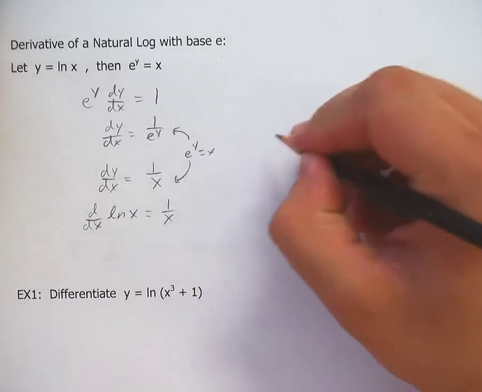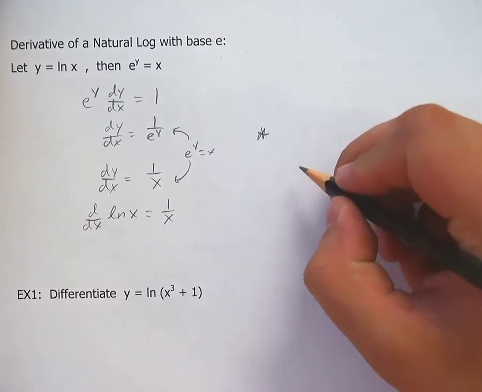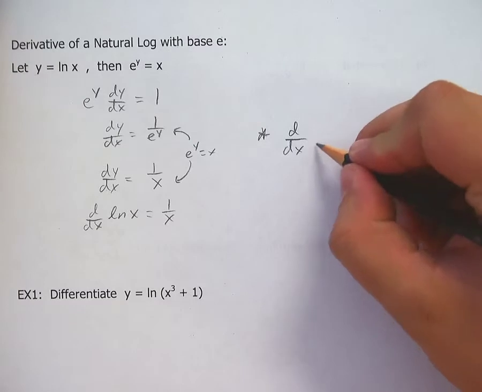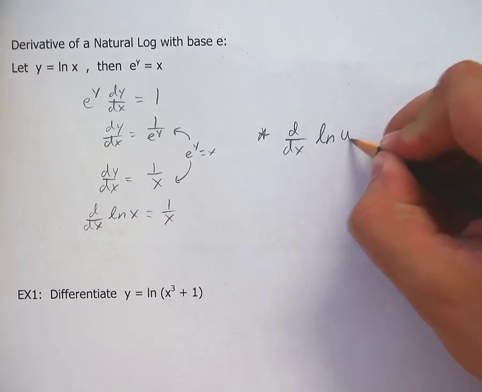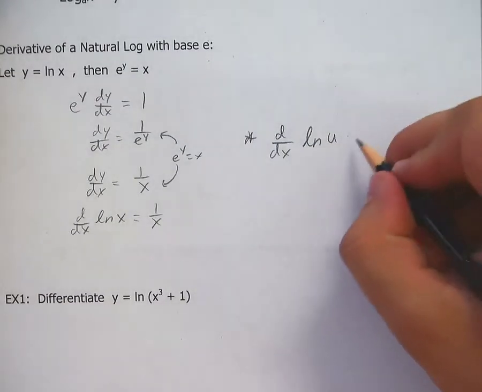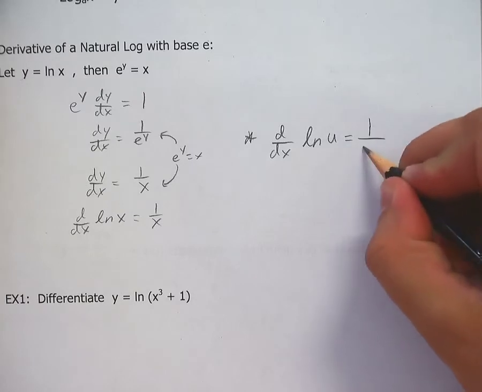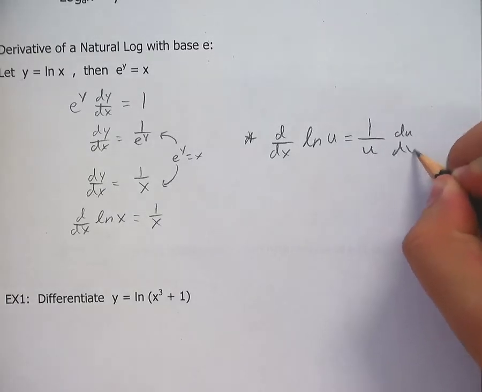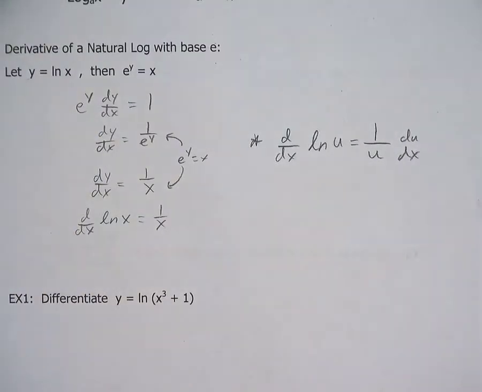And here's the formula. We'll put a little asterisk by this. The derivative with respect to x of the natural log of u is equal to 1 over u times du dx.